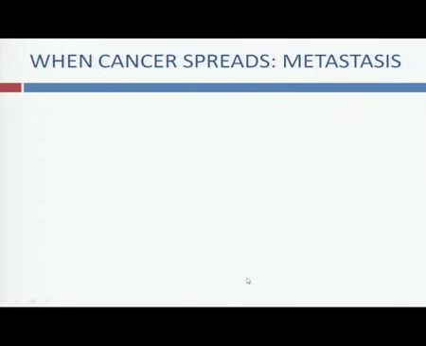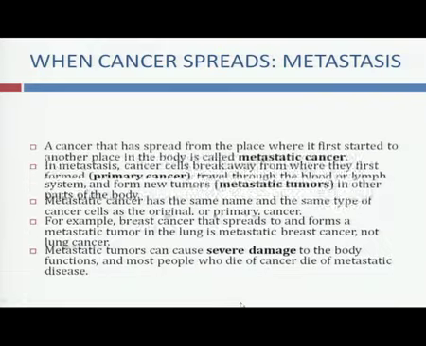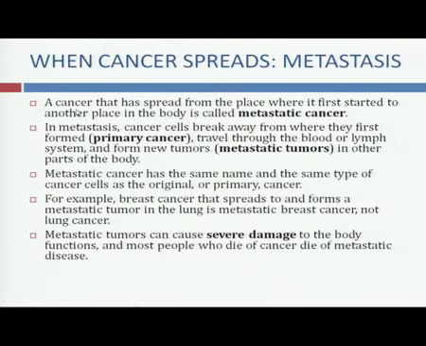Let us talk about metastasis. A cancer that has spread from the place where it first started to another place in the body is called metastatic cancer. What is happening here? In metastasis, cancer cells break away from where they first formed, that is the primary cancer, and travel through the blood or lymph system and form new tumors. These are known as metastatic tumors in other parts of the body.